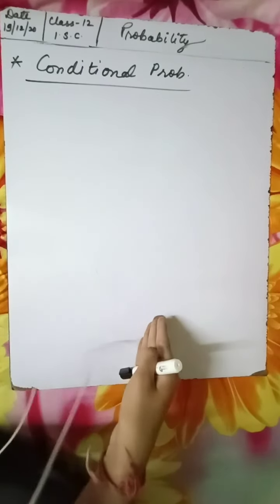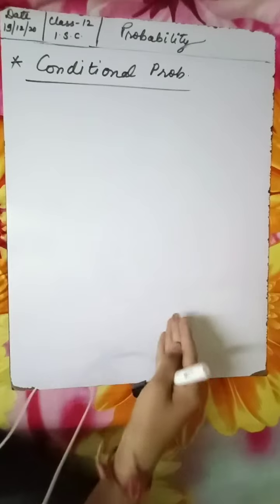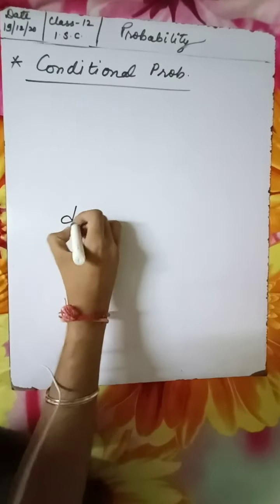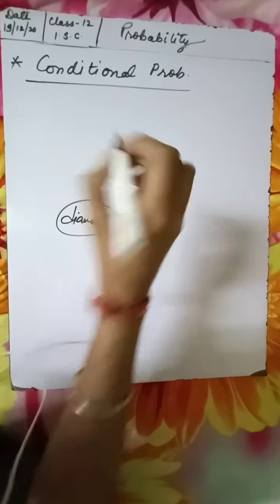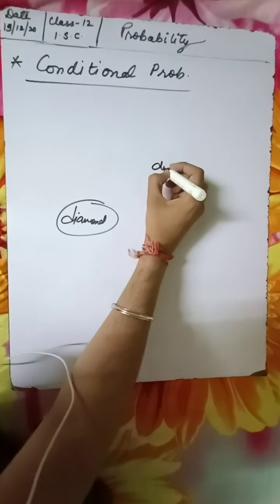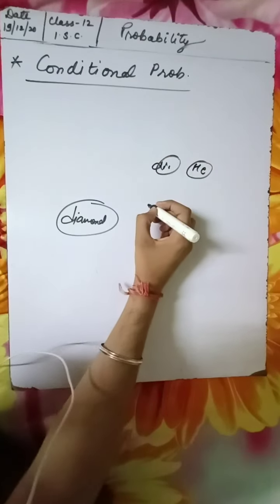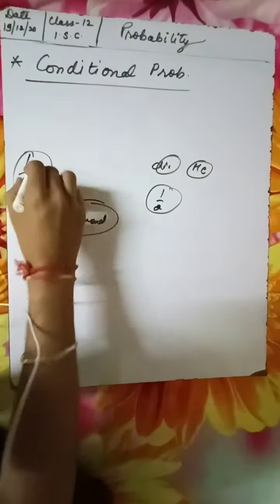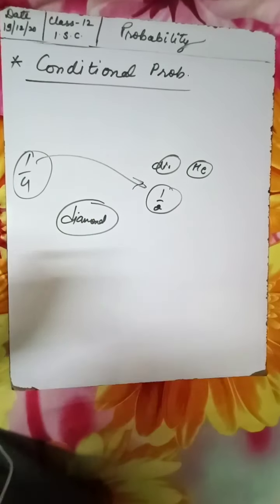No. Why? Because I'm providing you additional information. I'm providing you one condition: if you draw a card, what is the probability of getting a diamond if it is a red card? So your probability will be 1 upon 2. Why? Because you need to draw diamonds, and I'm telling you that the card drawn is a red card, and the red color consists of diamonds and hearts. So the probability is 1 upon 2, and previously the probability was 1 by 4. So this changed probability is called the conditional probability.